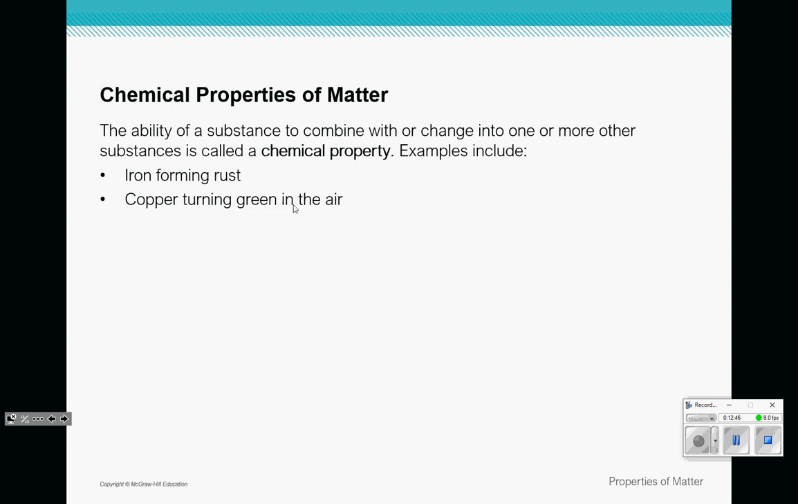Copper turning green in the air is actually a type of oxidation, but this type of oxidation makes it stronger. Interestingly enough, that's why the Statue of Liberty is green, because it was originally made of copper and it turned green.